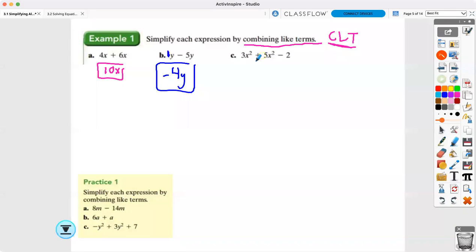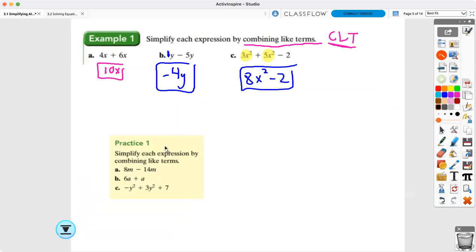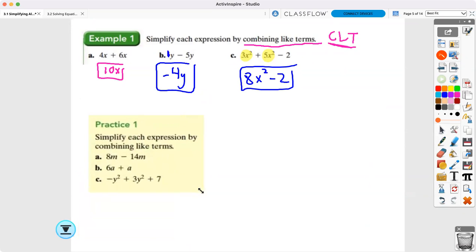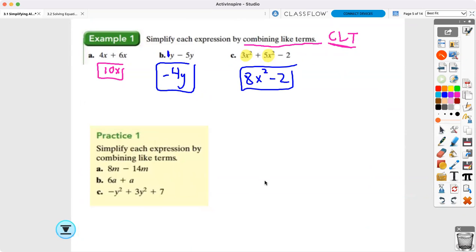So let's look at C. 3x squared plus 5x squared minus 2. Look carefully at what are like terms. I see that 3x squared and 5x squared are like terms because they both have x squared. So 3 plus 5 is 8x squared. Bring down the minus 2 and we're done because we can't combine anything else. What questions do we have on example 1? Anyone have any question on the steps that we took?